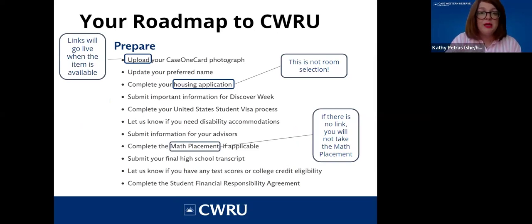So last week, uploading your photograph for your Case 1 card was available. The first part of your housing application also opened, and I just want to note this is not room selection. This is more so filling out a questionnaire, selecting your meal plan, and room selection will be opening up in early June, and so we'll share information about that through our orientation newsletter.